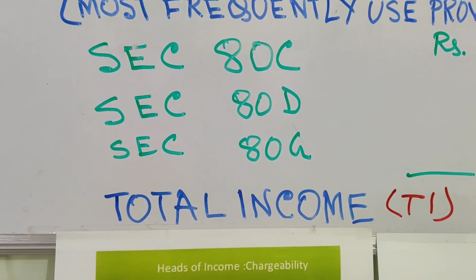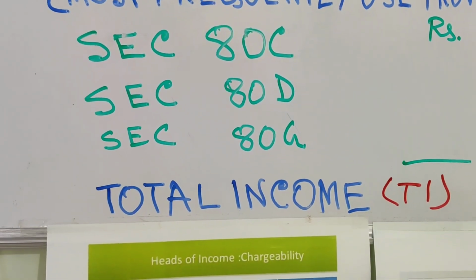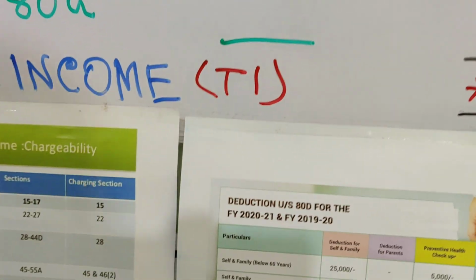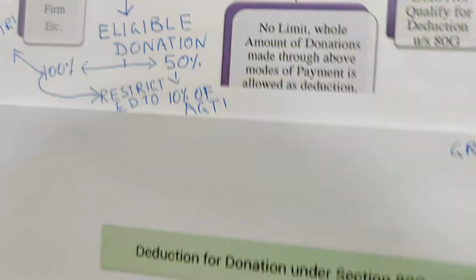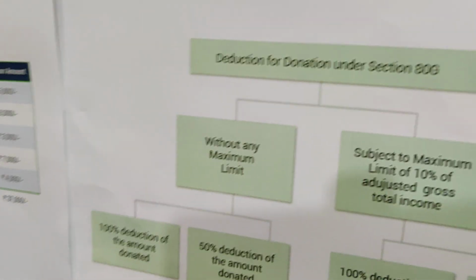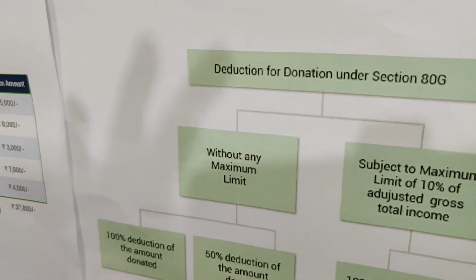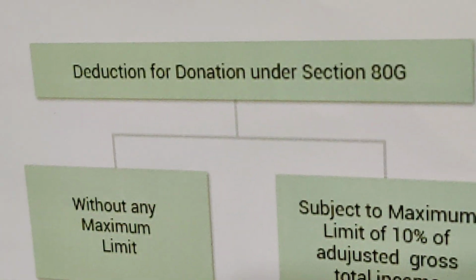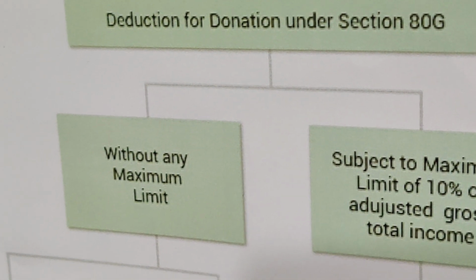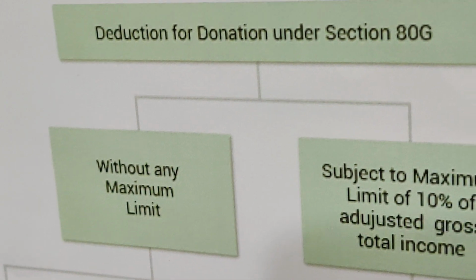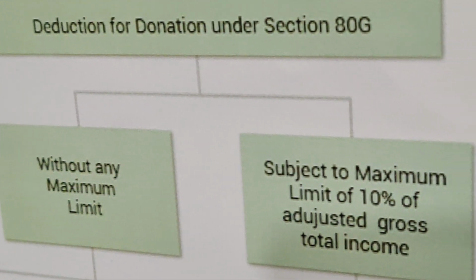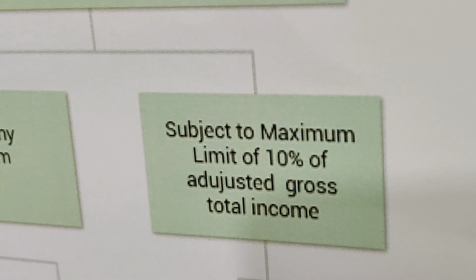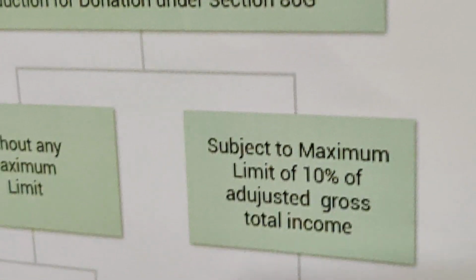Next is 80G. What is the donation, and how much are you entitled to get? If we see the 80G deductions, you will see that the deduction for donations under section 80G can be classified into two categories. One is without any maximum limit, and the second is subject to a maximum limit of 10% of adjusted gross total income.